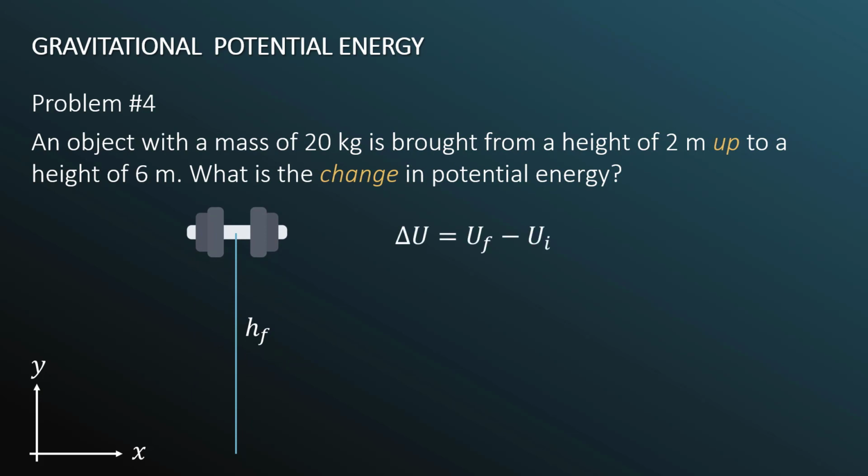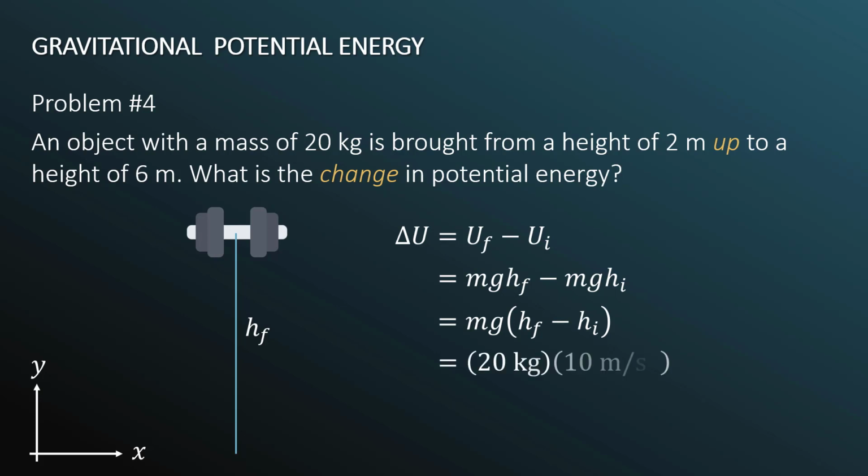The change in gravitational potential energy is simply U sub f minus U sub i, which is mghf minus mghi. mg is common between these two, so I factor it out, and now we just have the change in the vertical positions, which here I'm denoting by h, but you could use y or whatever symbol you want. Now I just plug in my values. 20 kilograms multiplied by 10 meters per second squared, because we are approximating the gravitational field near the surface of the Earth to be 10, as opposed to 9.8, and we multiply that by the difference of the vertical positions, 6 meters minus 2 meters.